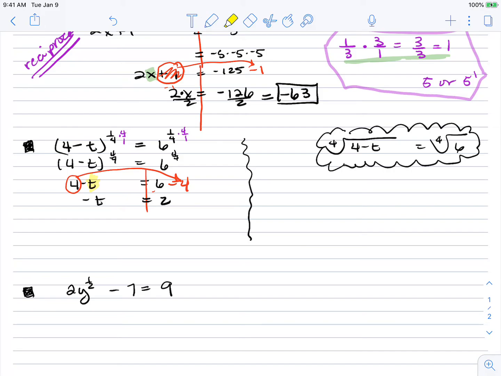Well, the only part I want on this side is the t, and that negative has got to go. And that negative is really a negative 1. And there is no sign between the 1 and the t, and that means there's a dot there. And the way that I undo multiplication is I divide. So I'm going to divide by negative 1 and divide by negative 1, and t equals negative 2.